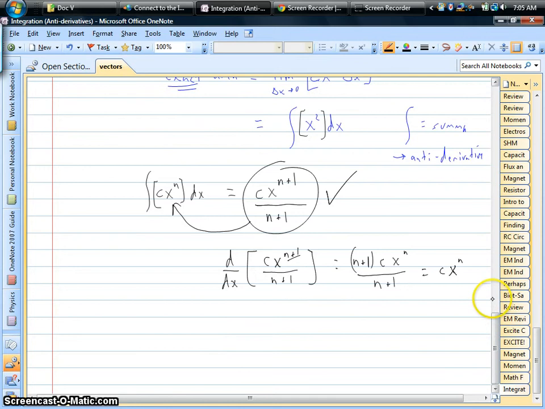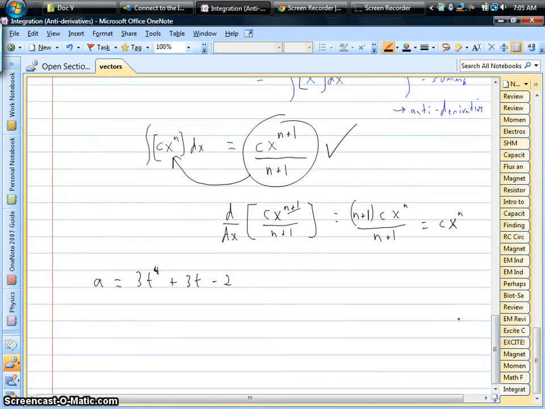Okay, let me just do one quick example. Let's suppose that the acceleration function that we're given is, again, I'm just making this up, 3 times time to the 4th power, some crazy force and acceleration that you have on an object, plus 3t minus 2. Okay, looks as good as anything. How would you find out what the velocity is? Well, acceleration is the rate of change of velocity.